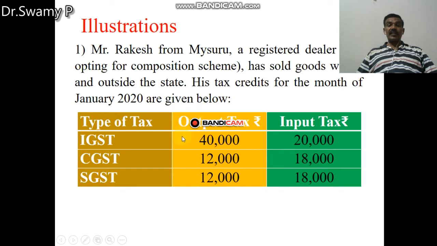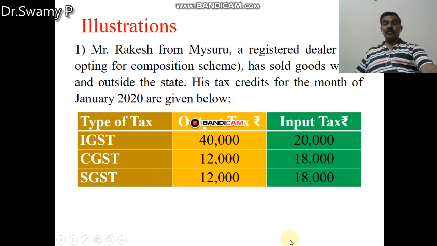So these are the output taxes Mr. Rakesh collected. That means he sold interstate, collected 40,000 rupees output tax. He collected 12,000 rupees each of SGST and CGST because he has supplied within the state. Similarly, Mr. Rakesh has bought goods from interstate, with 20,000 rupees input tax paid on this, and he bought goods within the state on which he has paid 18,000 rupees CGST, IGST or SGST equally. That means there are both output tax and input tax.